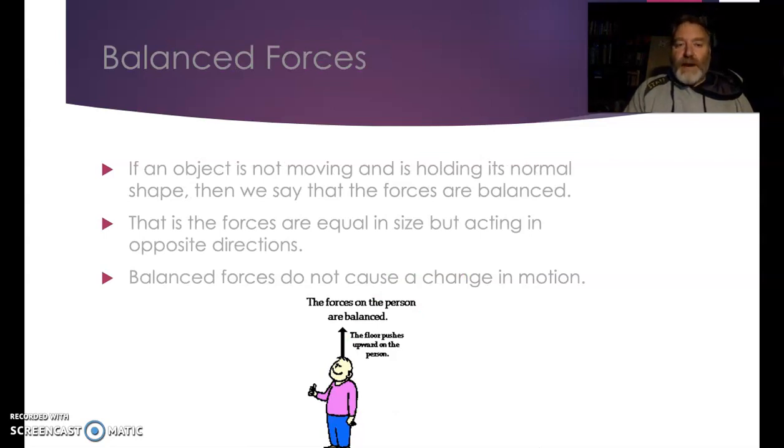When forces are balanced, an object is either basically not moving, or it's holding its normal shape. So all the forces working on it are in balance, and opposite. So you can see this guy standing here. He's got the force of gravity pulling him towards the center of the planet, and this anti-gravity, the floor, pushing him upwards. They're balanced out, and he's nice and stable.